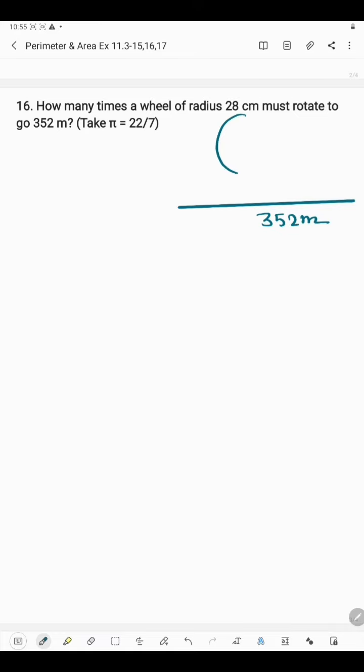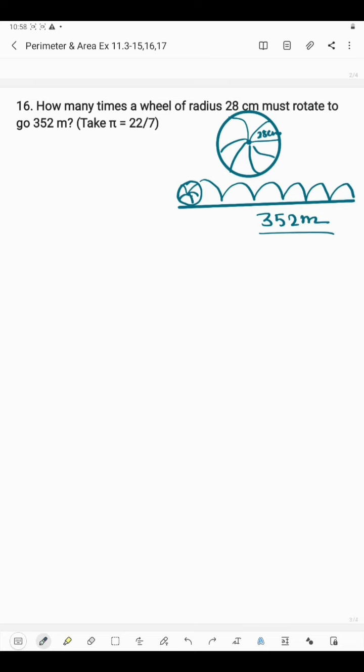Now there is a wheel of radius 28 cm. Suppose this is the wheel of radius 28 cm. Now the wheel is rotating like this to cover the distance of 352 meter. Now suppose when the wheel rotates, it covers the distance up to this. It rotates like this.